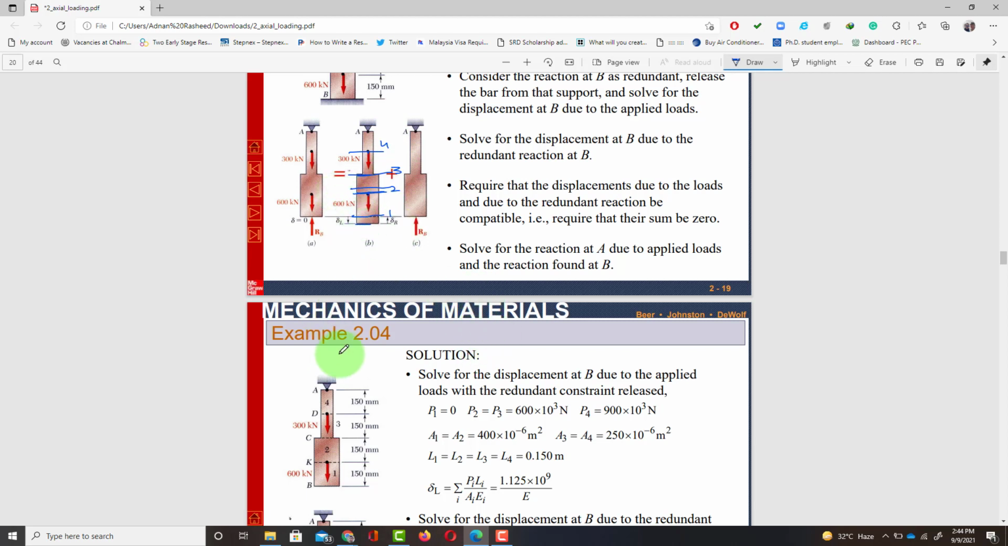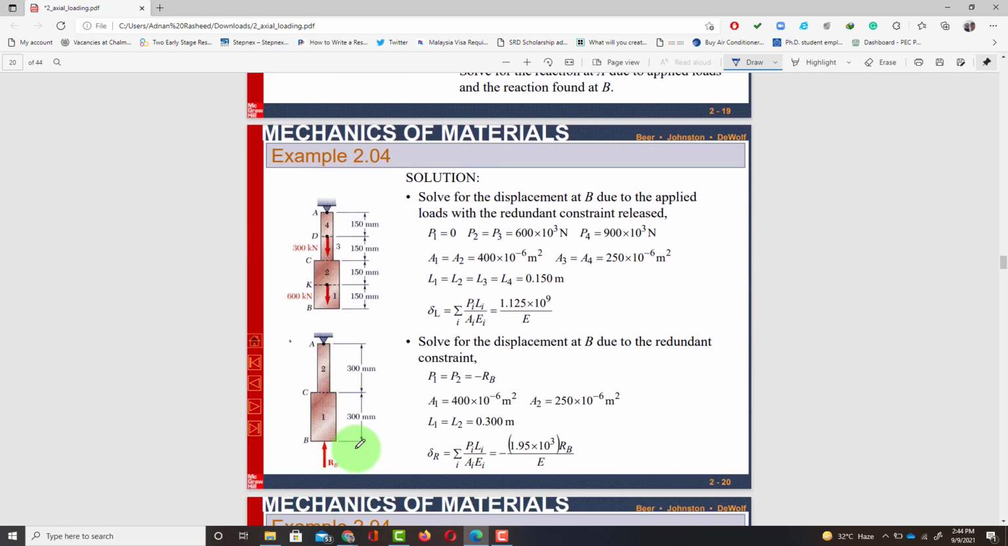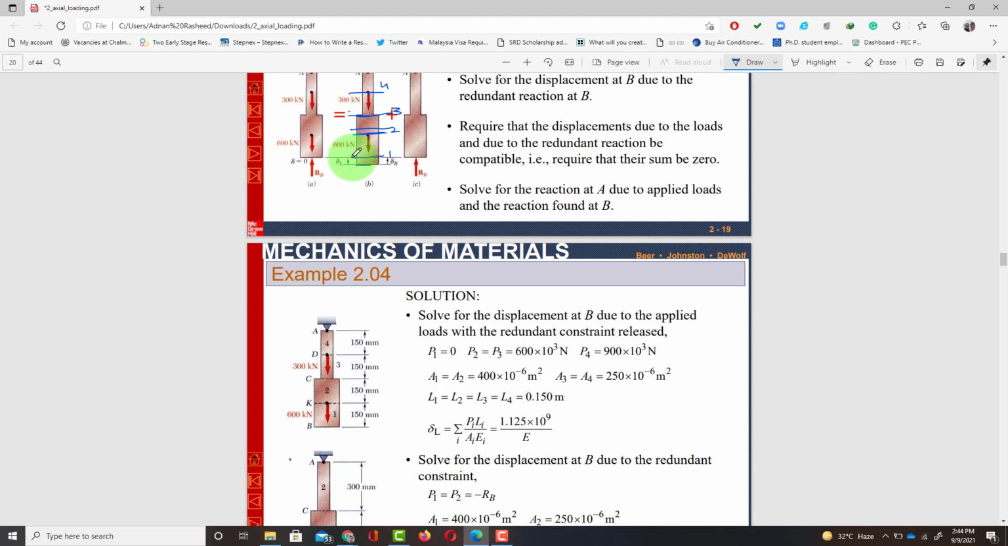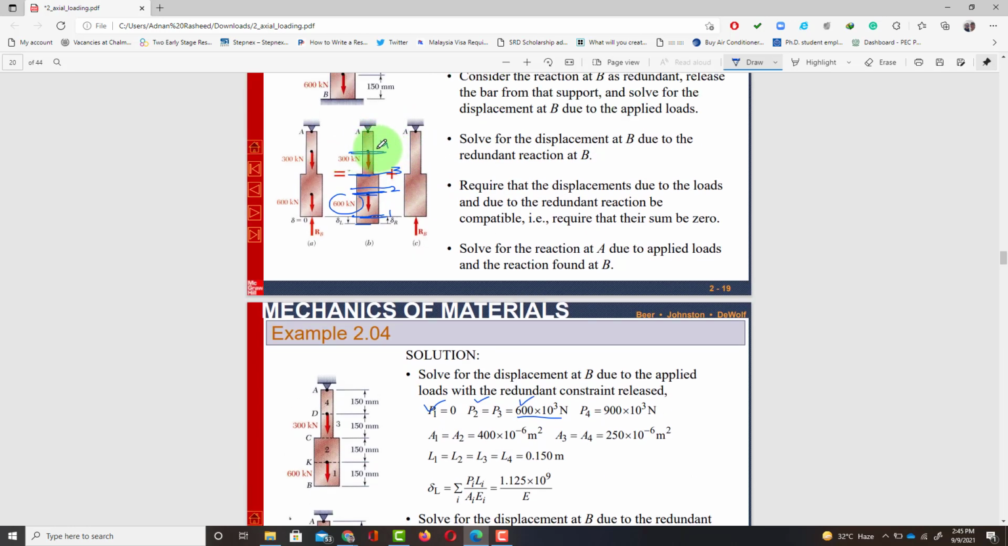So let's see, if you cut at this point 1, there will be no load. So in this condition, P1 will be equal to 0. At point 2, there is a load. That is how much? 600. So P2 is equal to 600. And at point 3, the same load. If you cut it and draw the reaction forces, P2 and P3 are the same, that is 600 kilonewton.